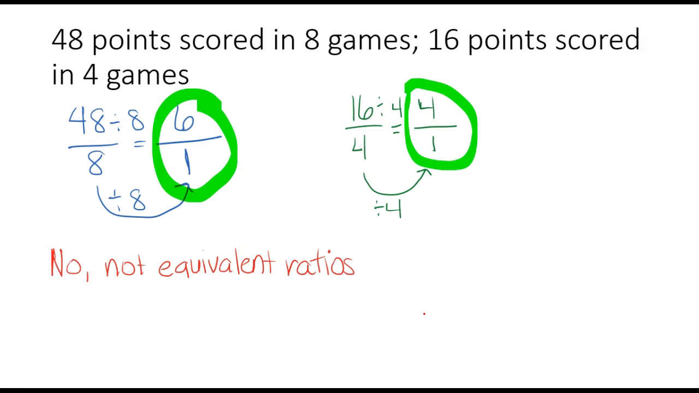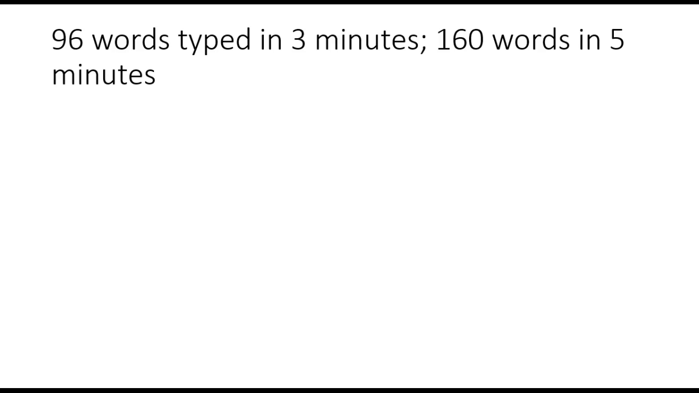Okay? Cool. I have 2 more for us to practice, and then we'll move on. So let's check out the next one. Ooh, 96 words typed in 3 minutes compared to 160 words in 5 minutes. I would like to be able to type that fast. Okay, so let's see. 96 words in 3 minutes is equal to how many words in 1 minute? Well, we're going to divide this by 3 and divide this by 3. And here we are going to get 32. 32 words per minute. That's pretty impressive.